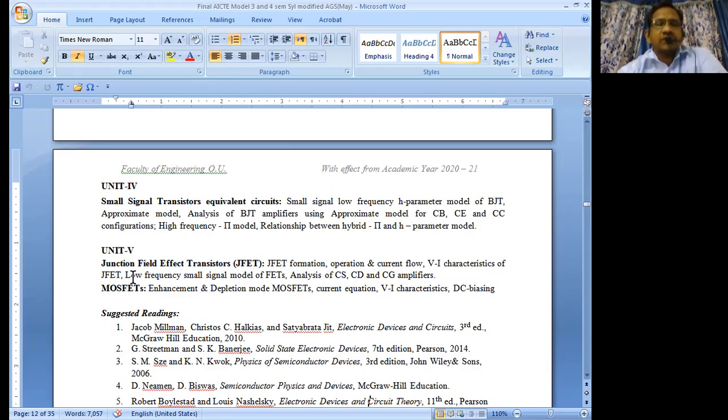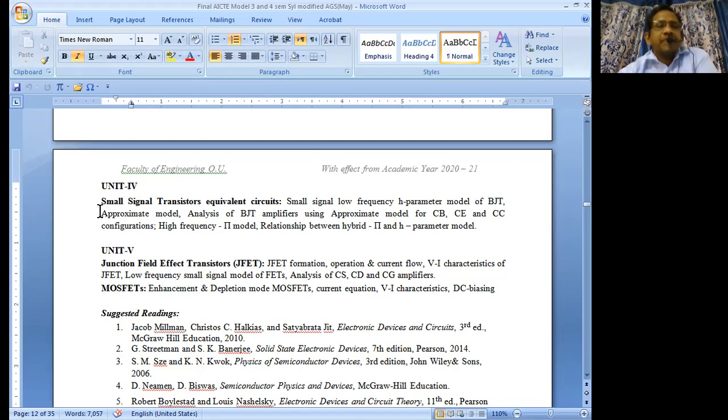So after that last unit, we discussed the junction field effect transistors, where we discussed the VI characteristics of JFET, analysis of JFET in CS, CC, and CG amplifiers. That means we discussed amplifiers using JFET transistors also, and we discussed various types of MOSFETs. So this is what we discussed in the last subject. Whatever we discussed there, we start from here.